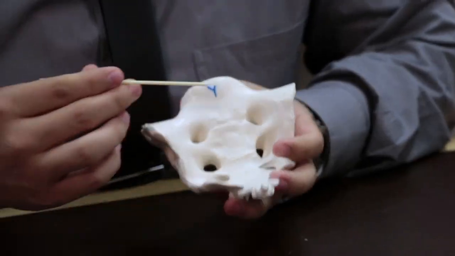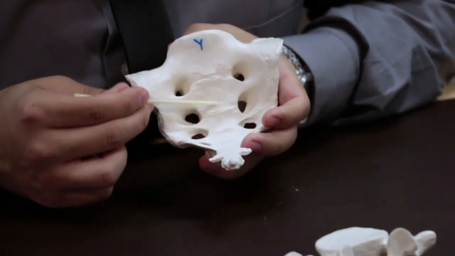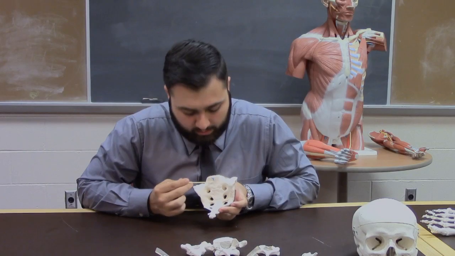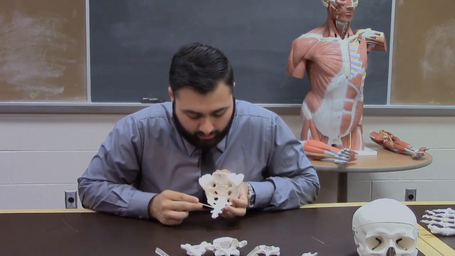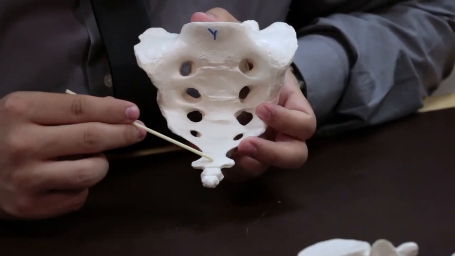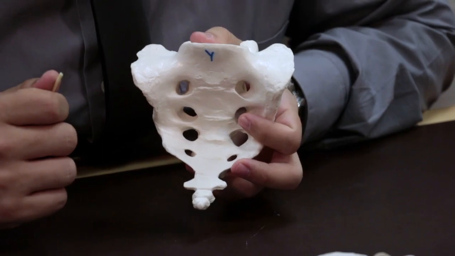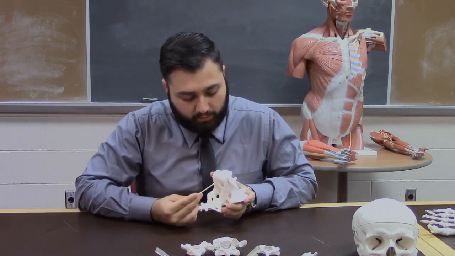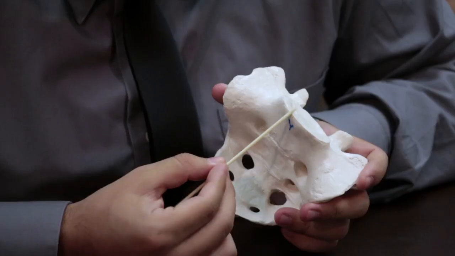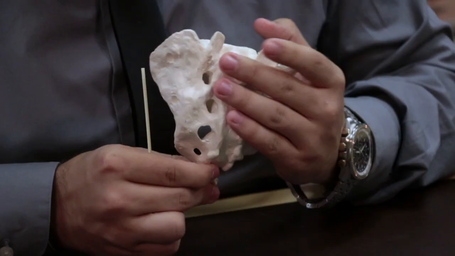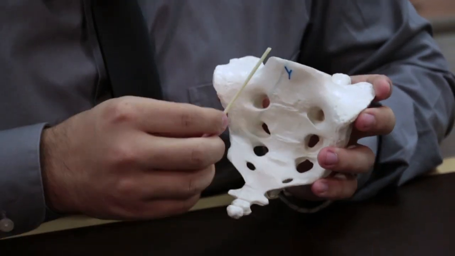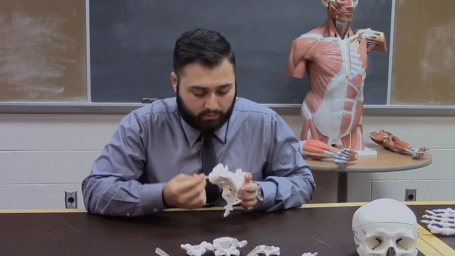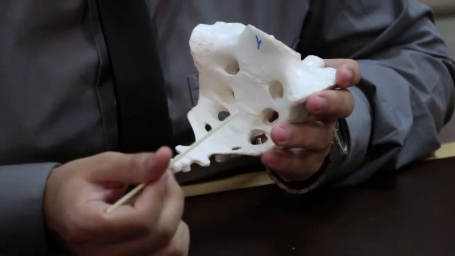First of all, you have to understand that the sacrum is five fused vertebrae: 1, 2, 3, 4, 5. And then here you have the coccyx, which is four fused vertebrae. Sacrum, coccyx. We're going to start right here at the anterior portion. This is anterior, this is posterior. Right here, the anterior, right there is the sacral promontory. This whole thing is the sacral body.